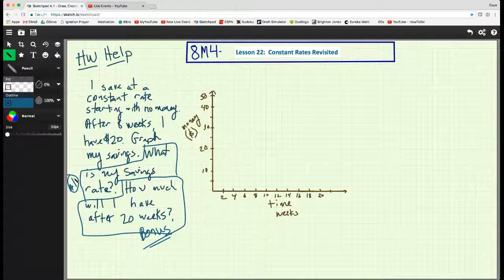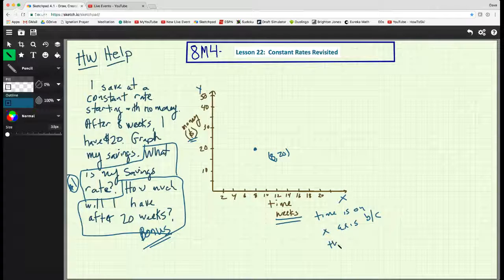Well, to do this, we're going to just go ahead and plot these points. After 8 weeks, if I have $20, that point goes right here. 8 weeks, $20. And we knew to put weeks down here on the x-axis, and why? The time is on the x-axis because that's pretty much the rule. I know some teacher's going to find some reason that on some graphs weeks are on the y-axis, but time is almost always on the x-axis. And the other thing, whether it's money or distance or area or whatever, usually goes on the y-axis. So that's how we're graphing it like this.